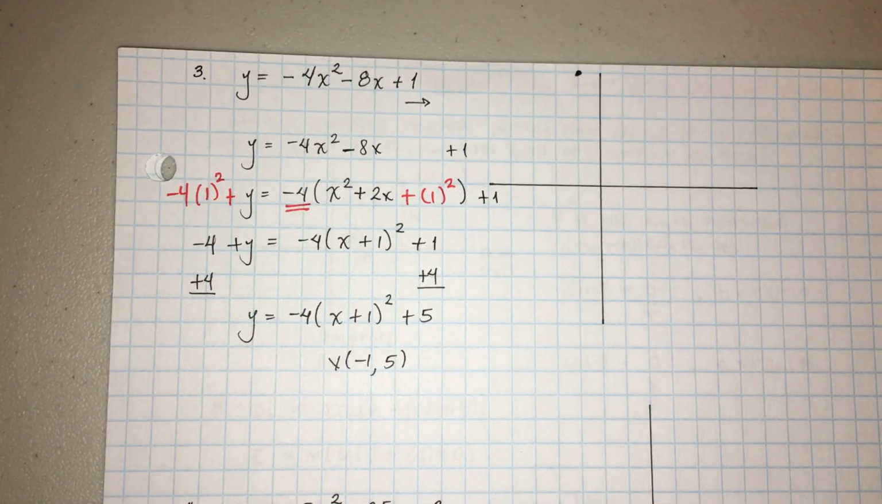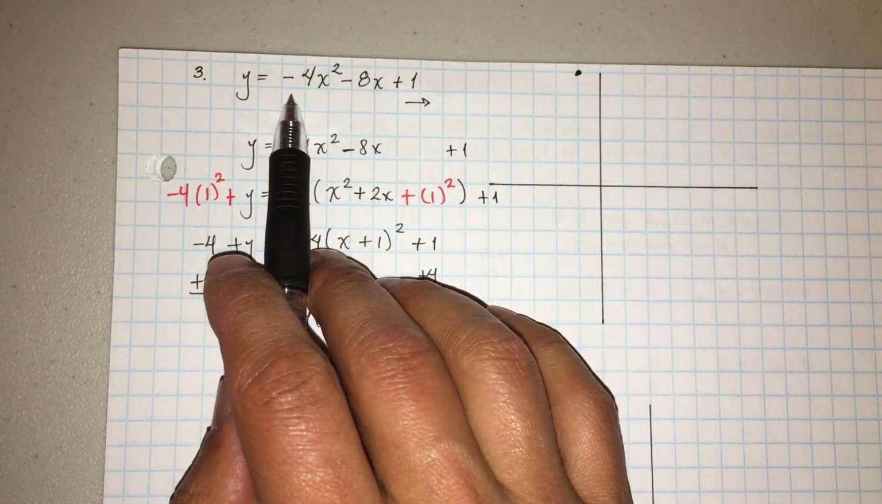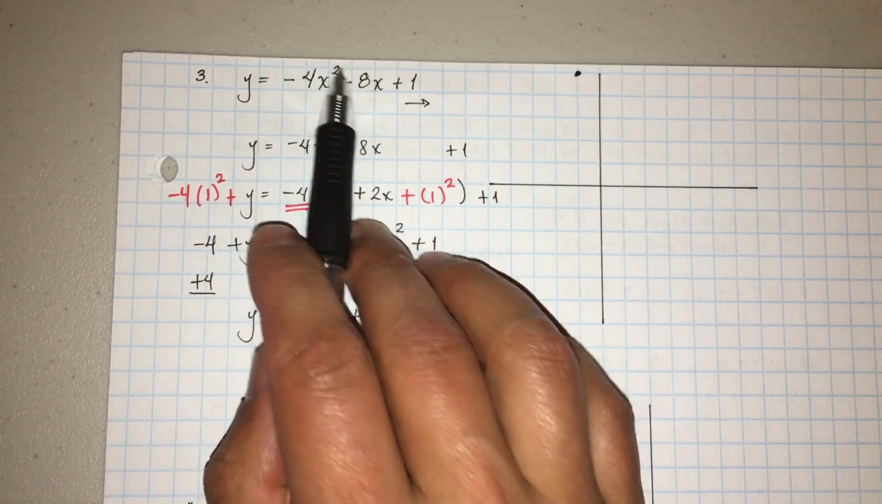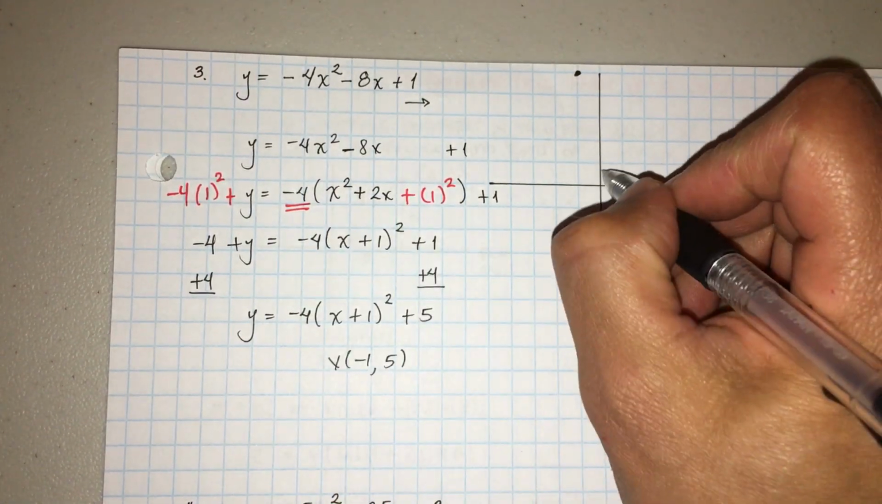What's the y-intercept for this one, guys? This is 0. If this is 0, then it will be 1. So it would be this one.